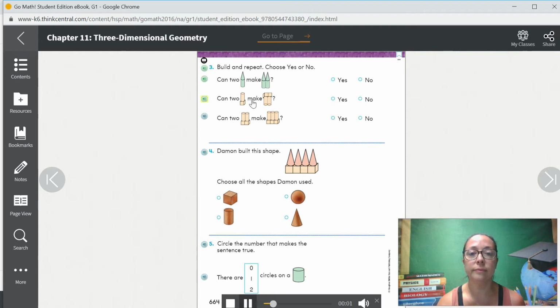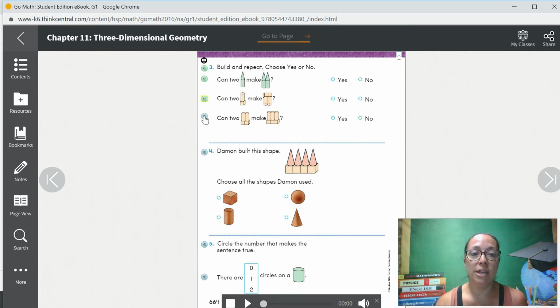Can 2 cylinder and cube combinations make 2 cubes and 2 cylinders? Yes, no. Okay, so dos cilindros con cubos pueden hacer esta combinación de dos cubos con cilindros. Sí o no. Remember, I told you to imagine that they're stuck. Imagínate que están pegados. And we can always flip them over if they're stuck, right? Si están pegados, se pueden poner al revés también. Okay, so sí o no.